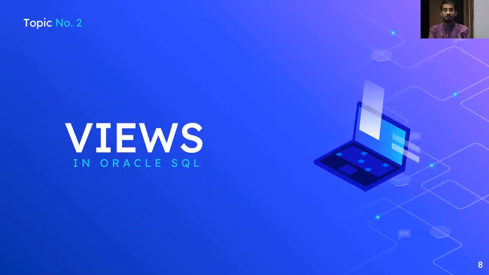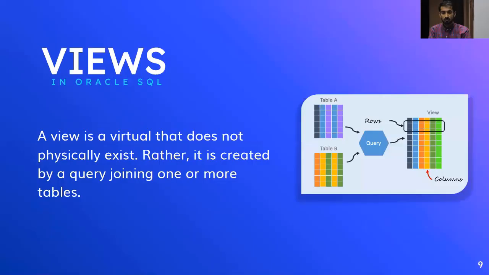Number 2, views. So what is a view? A view is a virtual table that does not physically exist. Rather, it is created by a query joining one or more tables. A view is nothing but a virtual table that is used when you have a complex query and you don't want to write it over and over again. It can be made by using multiple tables and joining them.